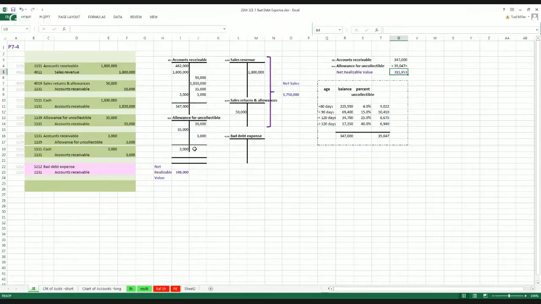I come over here and I say, I've got a $2,000 debit balance. So I need to credit $2,000 and $35,000. So this needs to be $2,000 debit plus 35,047. I need to credit my allowance account 37,047 to get the balance up to where I want it, 35,047. And you'll notice now my net realizable value is 311,953.